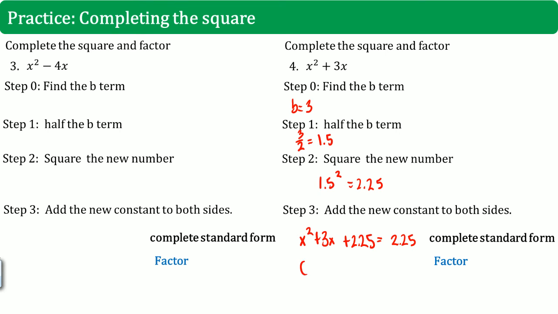In factor form, it's very straightforward. This is going to be my factor for the trinomial. So it's x plus 1.5, x plus 1.5. That's going to be equal to 2.25. In condensed form, it just becomes x plus 1.5 squared is equal to 2.25. But there you go. So the process is the same when the b term is an odd number.